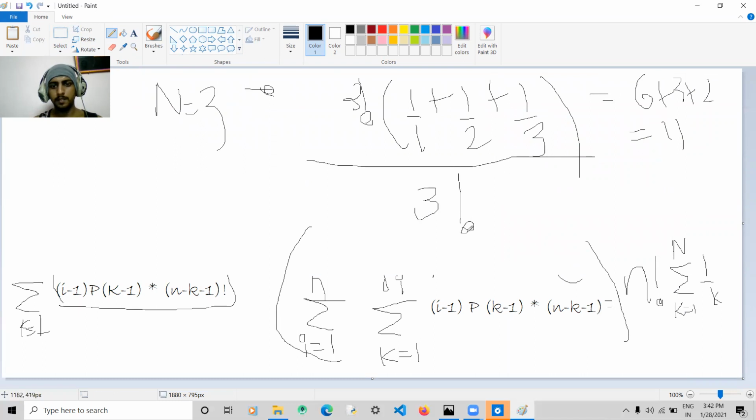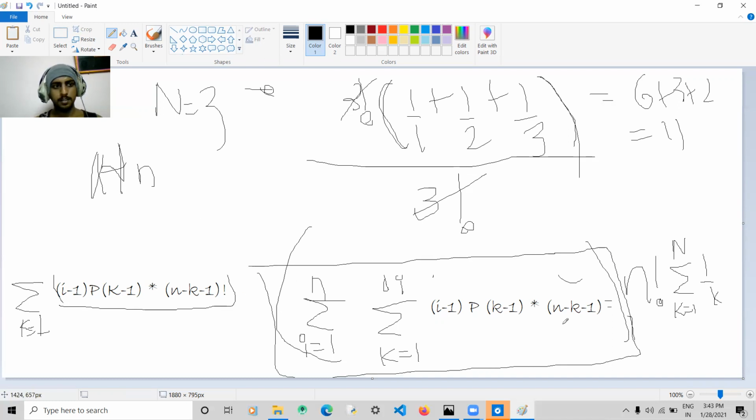So if you divide by 3 factorial, this would cancel out and this will be your answer, which is the harmonic series Hn. So our answer is Hn. The proof for this fact will be given in the description. You can download it from there. Let's move on and I will show you our code.